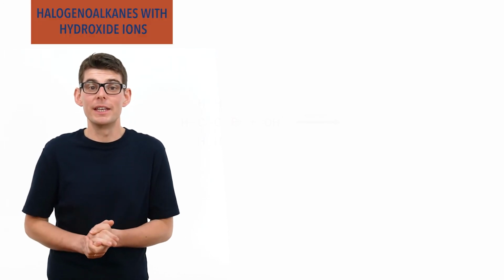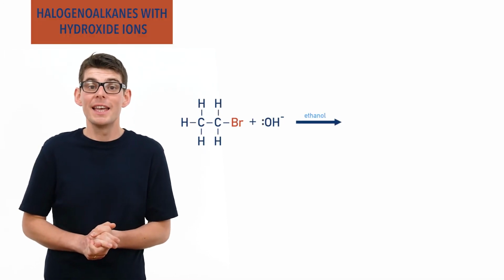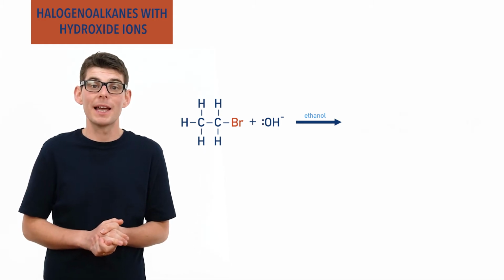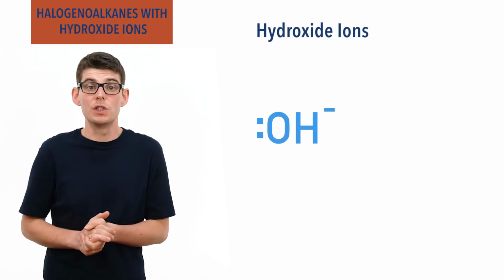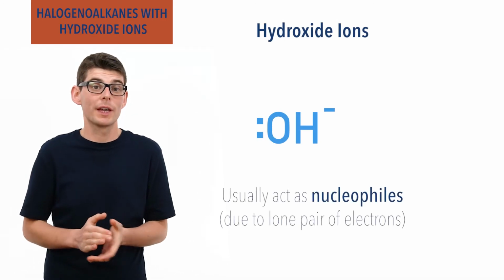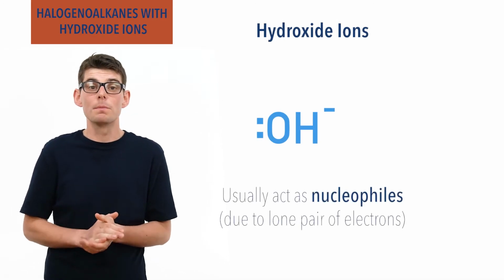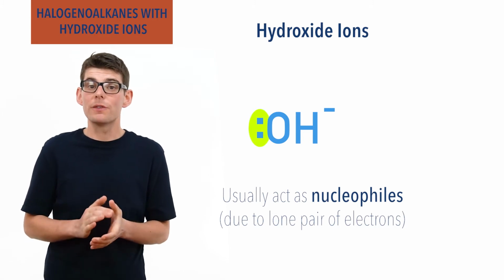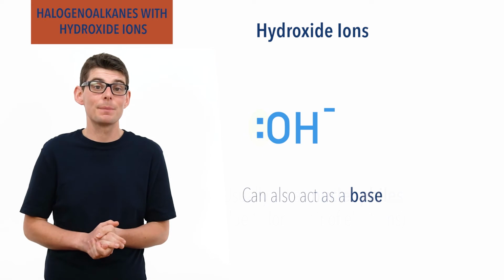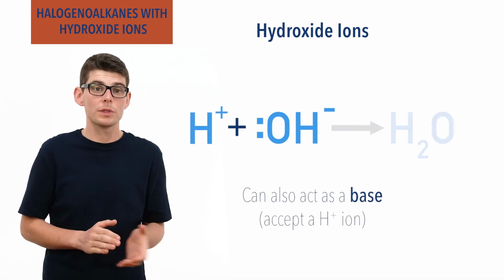Recap done, let's go. Halogenoalkanes can react with hydroxide ions in ethanolic conditions to form an alkene, water and a halide ion. Hydroxide ions usually react as nucleophiles in organic reactions, as they have a lone pair of electrons. In certain conditions, however, they can be forced to act as a base and accept a H+ ion, forming water.